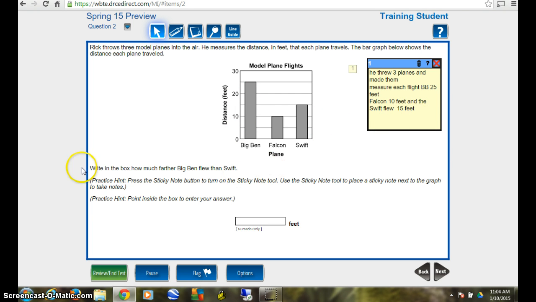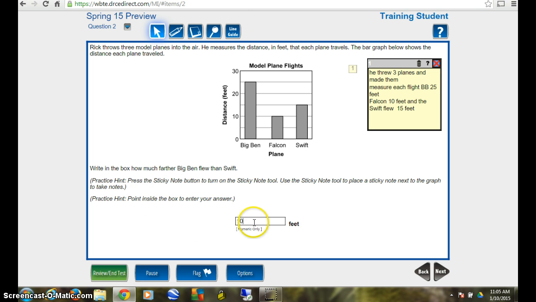Now, write in the box how much farther the Big Ben flew than Swift. Here's Big Ben, here's Swift. If we look, we're finding the difference is what we're doing. We could use subtraction. This would be a strategy. 25 minus 15, or the distance from here to here on the graph, that represents 5, 10. So really, they flew the difference of 10 feet.